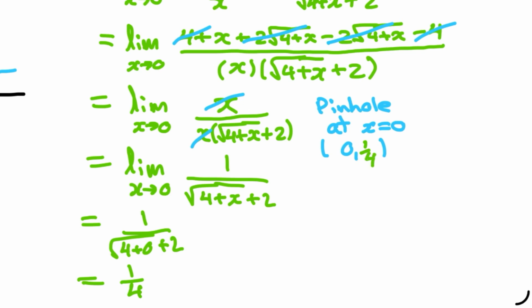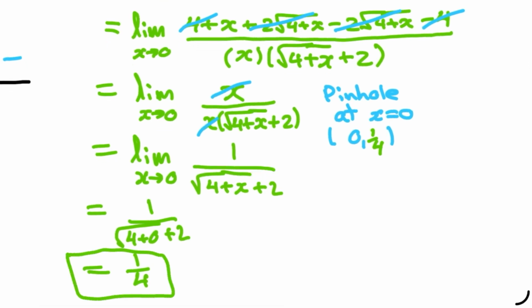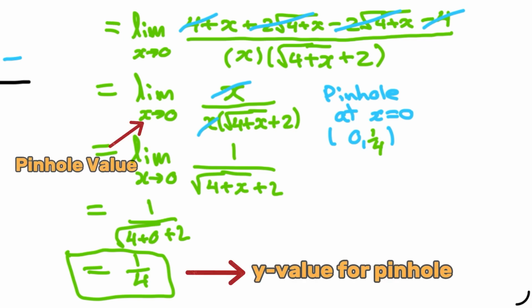So basically, in these special cases, whatever the limit approaches, that's what your pinhole is going to be. That can help you when you're solving a question. If you're kind of stuck, you can look at it and say, okay, my limit is this. That means I have to be somehow canceling out this value. And the answer that you get is going to be your y value for the pinhole.